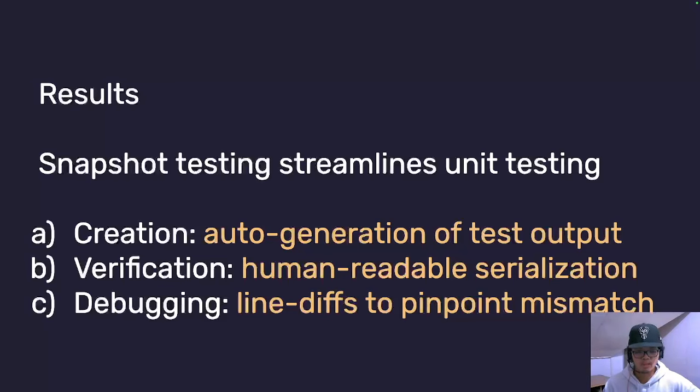The result of this is that snapshot testing streamlines unit testing. In terms of creation, now you auto-generate the test output. In terms of verification, you take advantage of human-readable serialization or representations to quickly identify the correctness of the output based on the source code alone. This also helps debugging in that we are consolidating on this one representation of the output. Line diffs also pinpoint the mismatch exactly when a test fails.